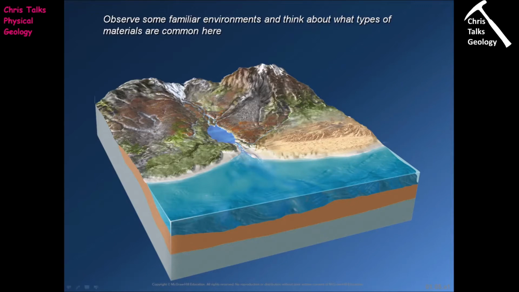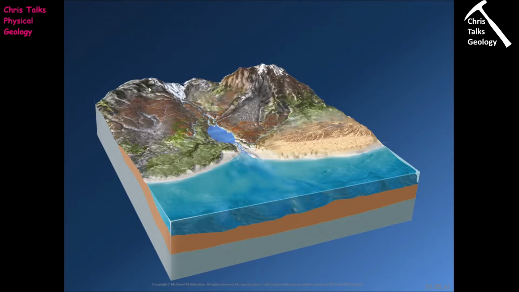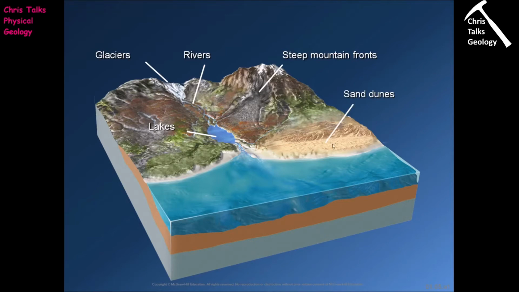So if we look at this picture here, what can we see? Well, we can see we've got a continent here and an ocean here, and the great thing is that several of these different environments are going to produce very, very distinctive and different sedimentary rocks. So if we look at this picture here, you can see we have a glacier, we have a river, we have a lake, we have mountainous terrain over here, we have a desert area here, we have a beach here, and we have an offshore ocean environment here.